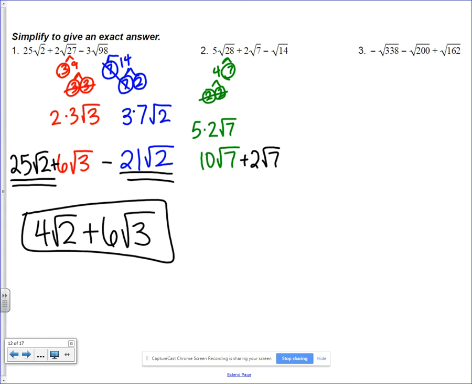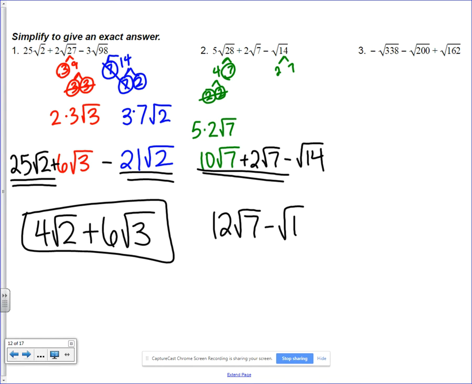How about the 14? Yeah, if I split up this 14, it's just going to be a 2 and a 7, right? Do they go any further? No pairs, so there's no reason. So I'm just going to drop that down as well. Okay, do I have anything that's alike? Okay, the radical 7's, what do you get when you put them together? Good. Wonderful. All right, let's get some big numbers going here.